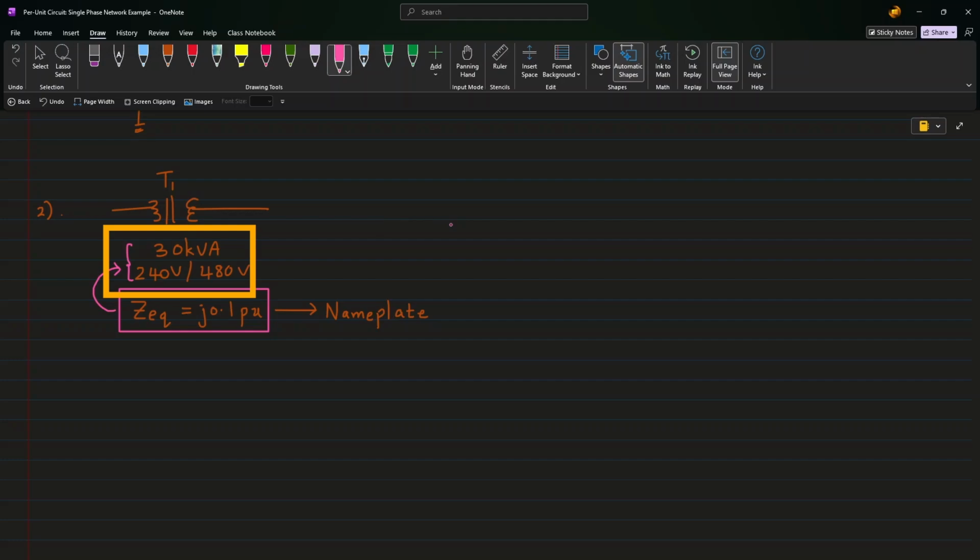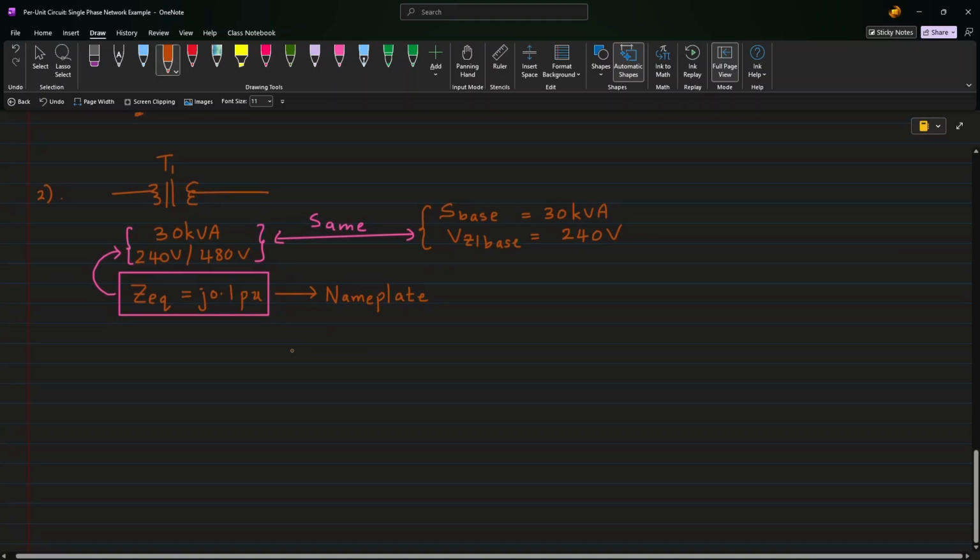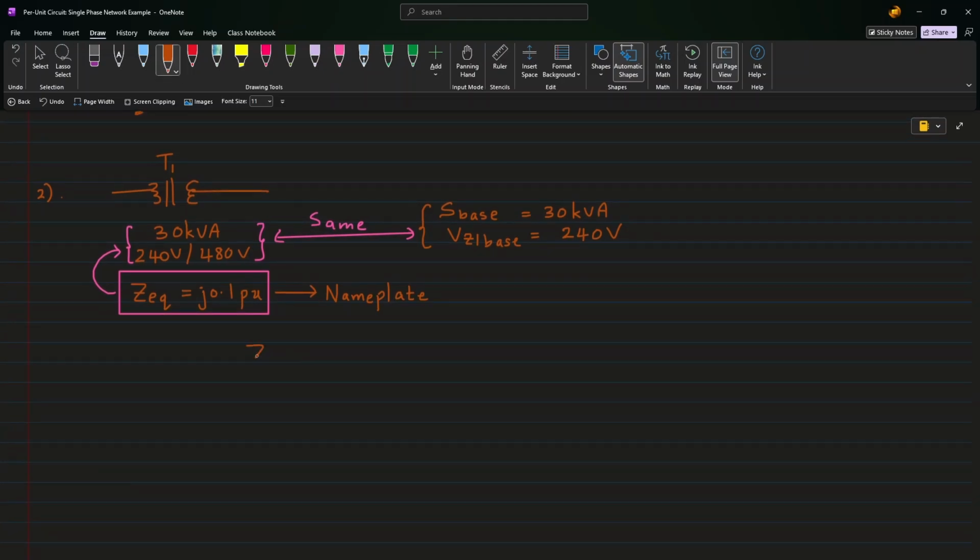You already know that in this question, S base is to be taken as 30 kilovolt amperes, and since the transformer T1 is in zone 1, VZ1 base is 240 volts. So you can see that the base values that we have obtained and the transformer ratings are identical. In that case, we can use the per unit impedance already given for transformer T1 on its nameplate. Just to be more specific, let's denote the impedance of transformer T1 like this.